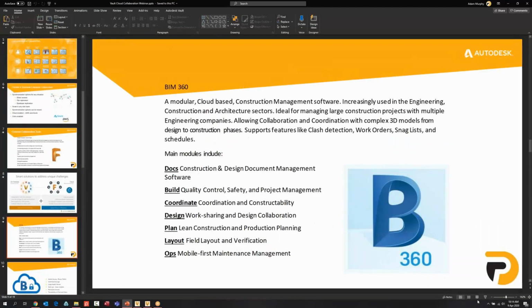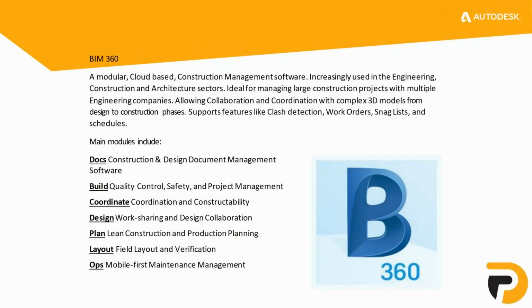So BIM 360. BIM 360 is the AEC, Architecture, Engineering, and Construction version of the platform that Autodesk offer. BIM 360 is a modular-based cloud construction management software, increasingly used in engineering, construction, and architecture sectors. It's ideal for large construction projects with multiple engineering companies, allowing collaboration and coordination with complex 3D models from design to construction phase. So essentially, BIM 360 has taken off hugely since it was introduced in recent years.